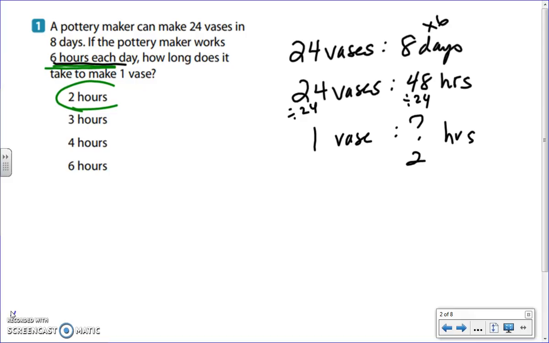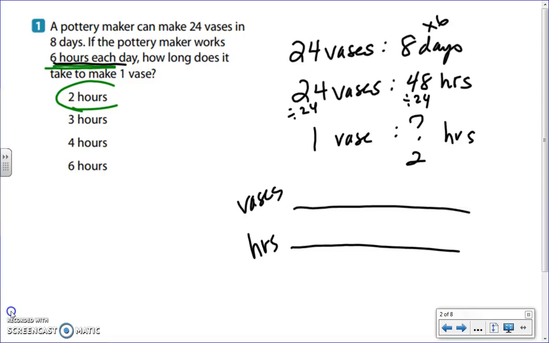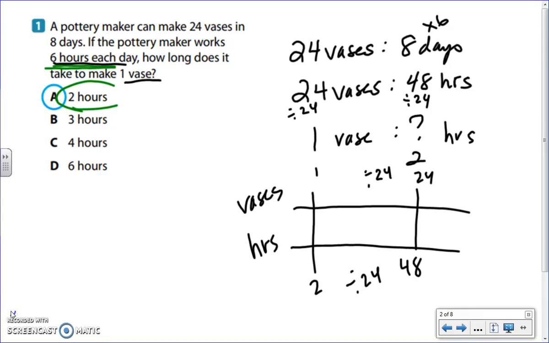Or you could make your double number line with vases to hours right away, and start with 24 to 48 if you had already made that conversion. And you could think about how long it would take to make 1 vase and divide by 24 like that. So you could do that either way. All right, so A would be the correct answer, 2 hours.